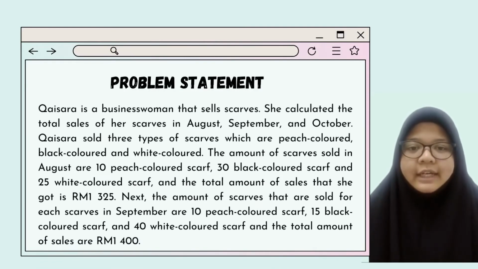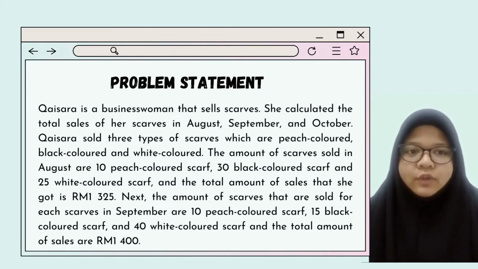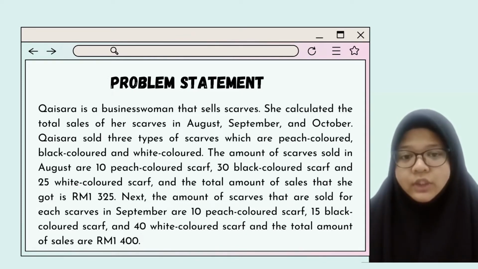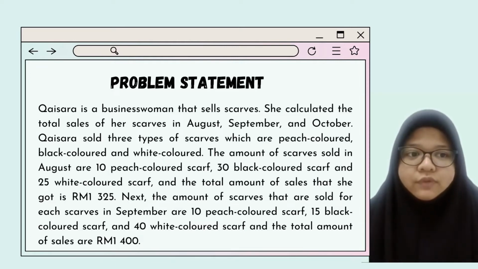Problem statement. Kaisara is a businesswoman who sells scarves. She calculated the total sales of her scarves in August, September and October. Kaisara sold 3 types of scarf, which are peach coloured, black coloured and white coloured. The amount of scarves sold in August are 10 peach coloured scarves, 30 black coloured scarves and 25 white coloured scarves. And the total amount of sales that she got is 1,325 ringgit.